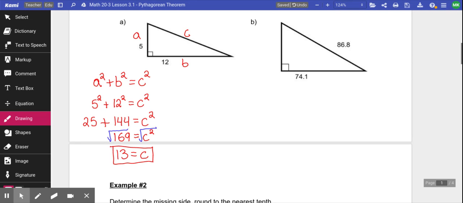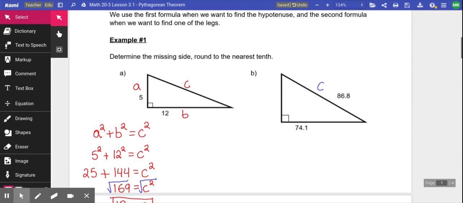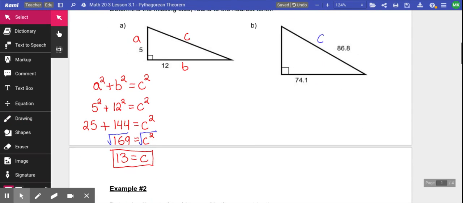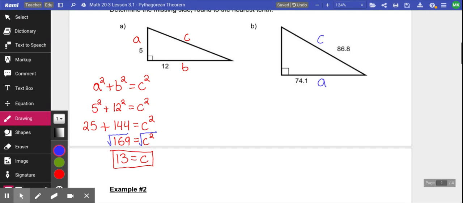Where's the information for this question? For B? Oh, I don't know. I'll have to look. Give me a second because we're going to practice. I'll give you practice time in a second. Okay, if you're looking at B, this is C, this is A, this is B.